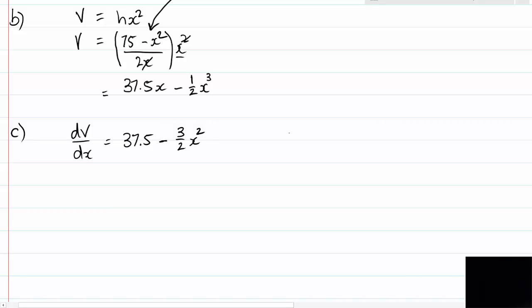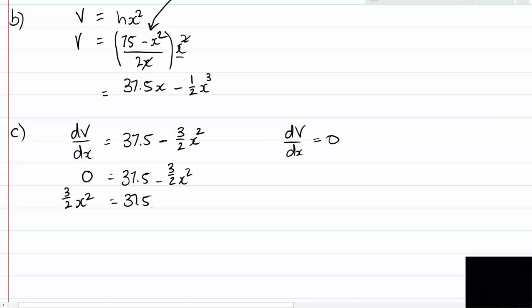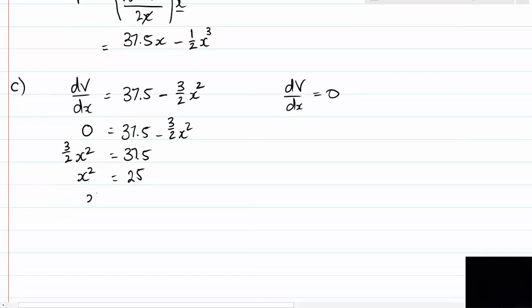Okay, now we know that a maximum, or a turning point, will occur when dv dx is equal to 0. So I get 37.5 minus 3 over 2x squared, and I need this to be equal to 0. So now I go ahead and solve this equation. 3 over 2 x squared equals 37.5. X squared is equal to 25. So I multiply 37.5 by 2/3. And I take the square root and I get x equals plus or minus 5. It's always good to recognise that when you square root you get a plus or minus answer.